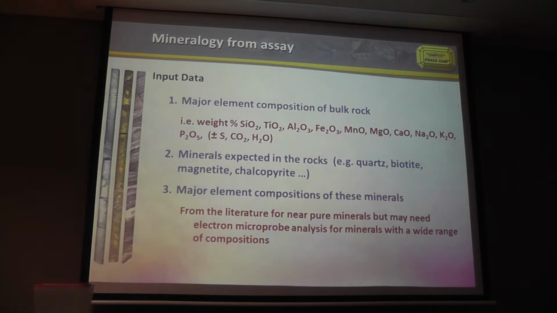So we need some major element data, we need some minerals, we have to know what sort of minerals they might be, and for some of these, like quartz, obviously pure, it's easy to get the composition, but some of them like biotite, you may have to actually go and analyse your biotites on your prospect to get the right numbers, rather than being able to use biotite out of the database. So it depends on how robust you want to be.